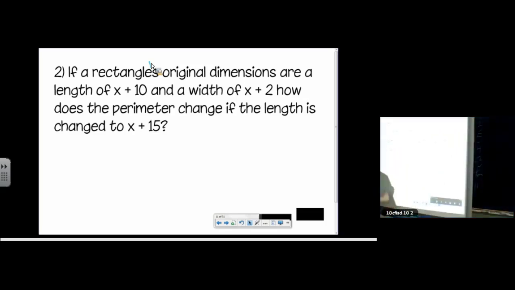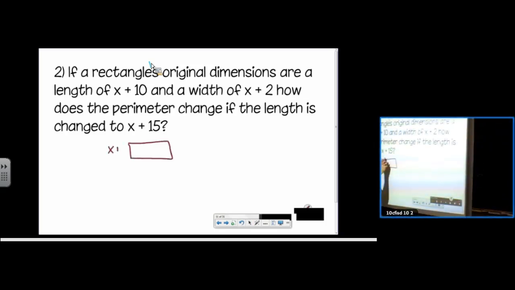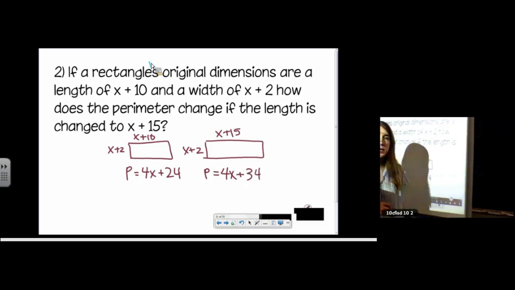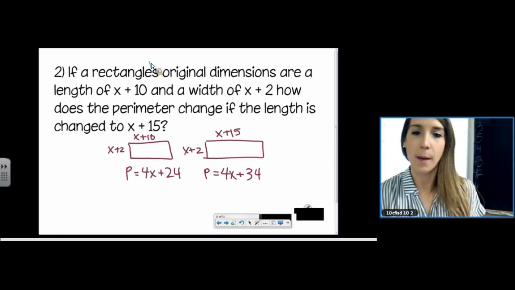This one, the longest way possible, would be to draw a picture, calculate what's it asking for. It's asking for the perimeter, right? And then draw another picture. So I think that would be the long way. Then you make an observation.